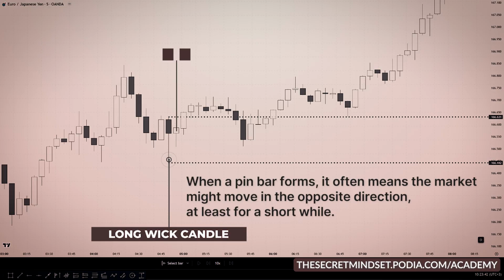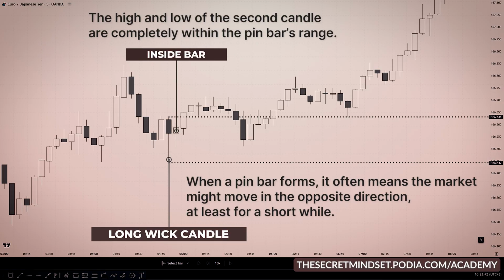The opportunity comes when the next candle's range fits inside the pin bar's range, so the high and low of the second candle are completely within the first candle's range.